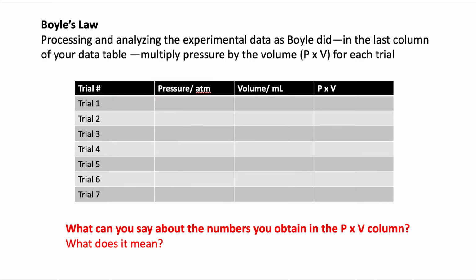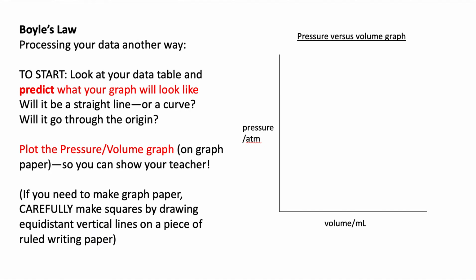So now you have completed the table, and the first thing we're going to do is multiply pressure and volume, which is exactly what Robert Boyle did. Look at that fourth column, P times V. What can you say about the numbers you obtain in that fourth column, and what does that actually mean? Pause to complete that activity.